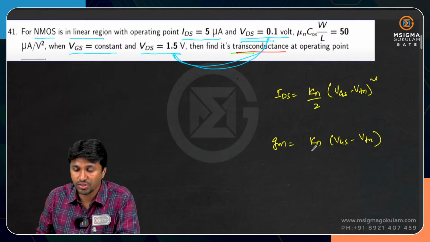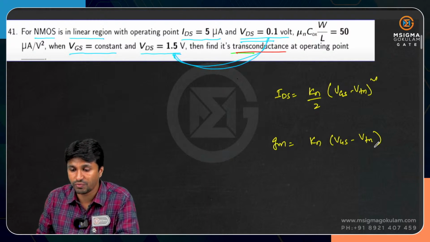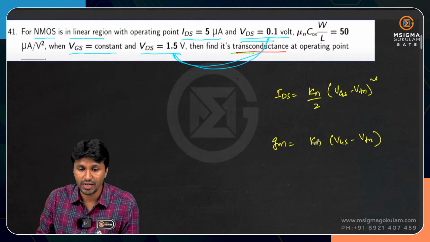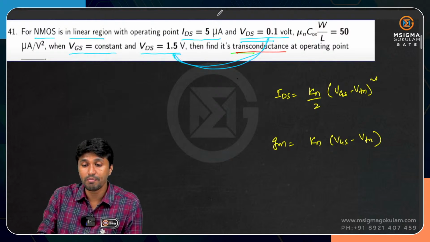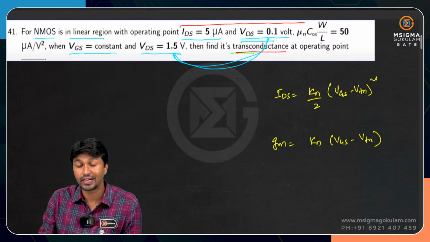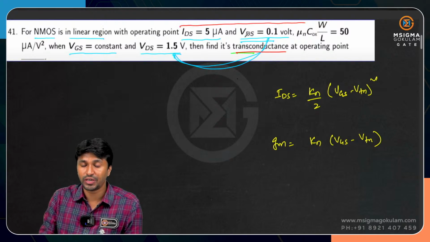So Kn is already given to you. All you have to find is VGS minus VTN. There is no information regarding the VGS and VTN, so you have to make use of the information given in the first line. So look at this one. What did he give here? The current flowing through the MOSFET when it is operating in linear region is 5 micro, right?